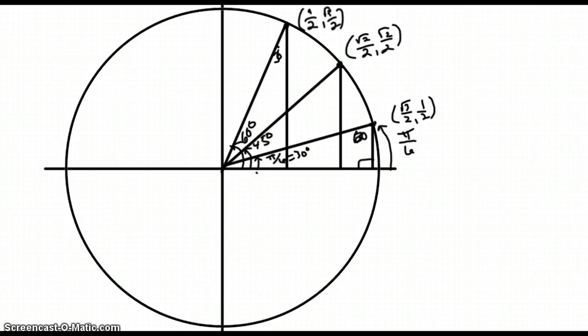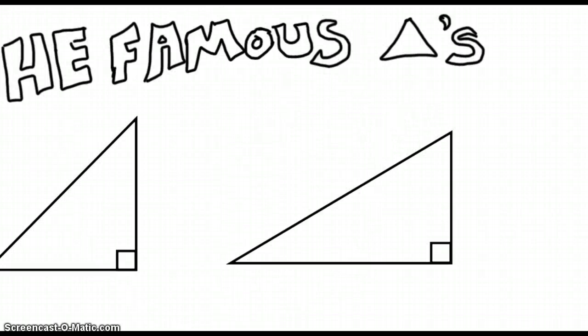This brings us to something very, very important, because now we're using reference triangles all over the coordinate plane. We can use those triangles here for different values, like 3 pi over 4 and 5 pi over 4, and so on and so forth. We need to know our famous triangles.